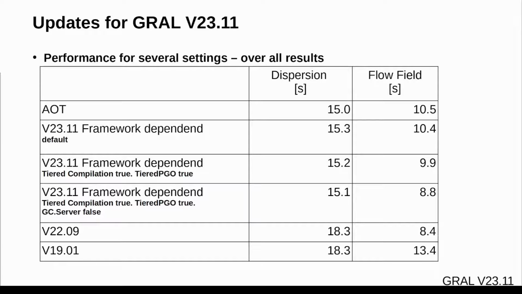You can optimize the performance of the framework-dependent version by making adjustments to the gral.runtimeconfig.json file. In my test environment, I achieved the best performance with these settings: tiered compilation true, tiered BGO true, gc.server false.